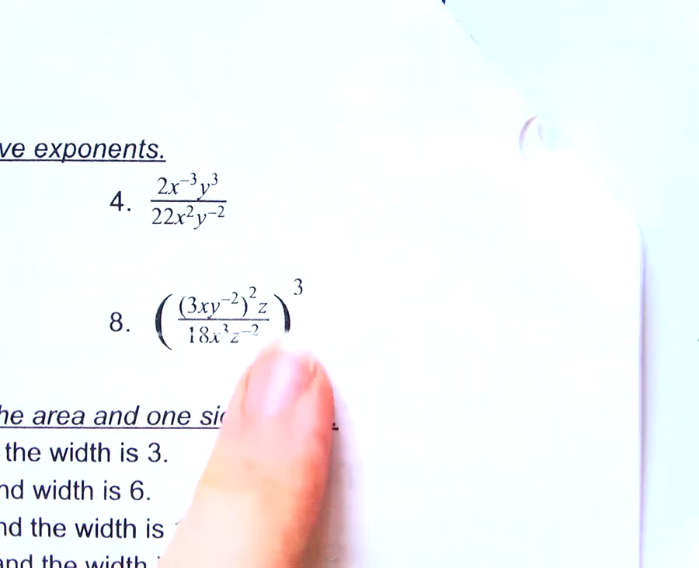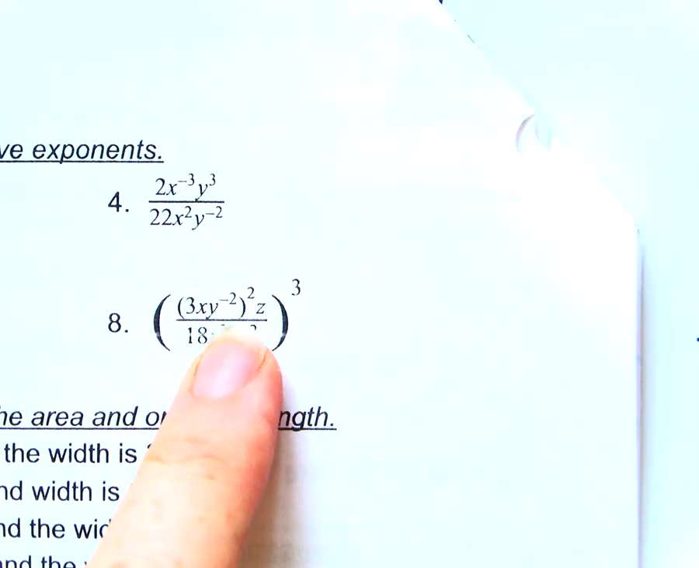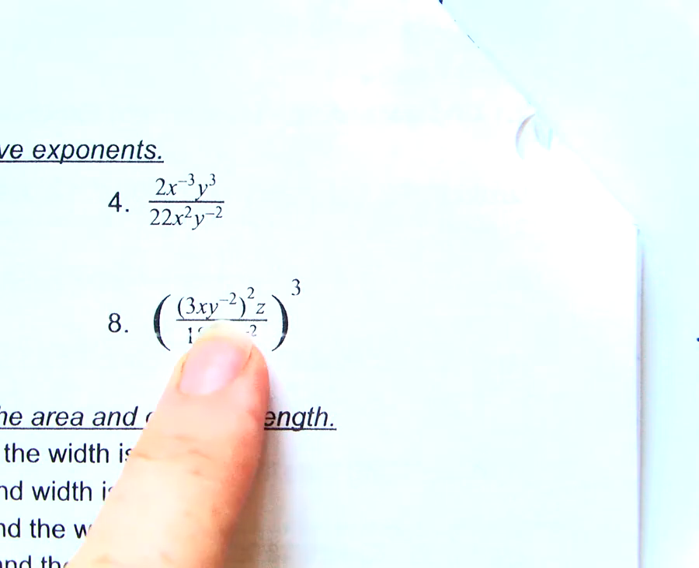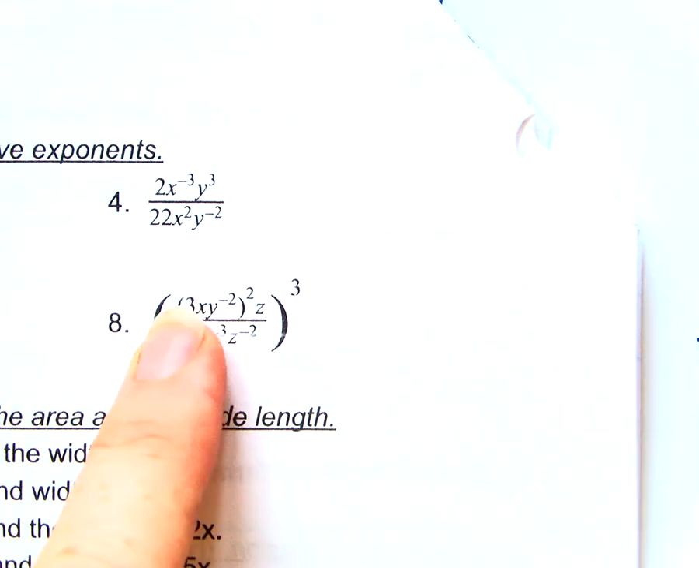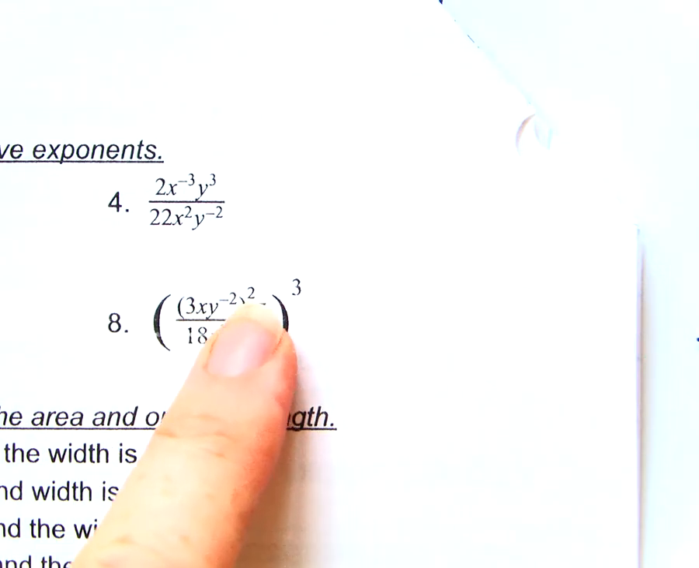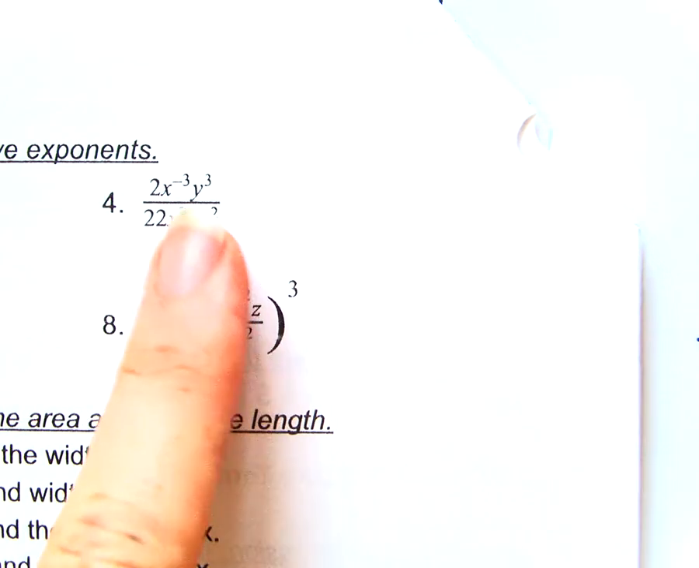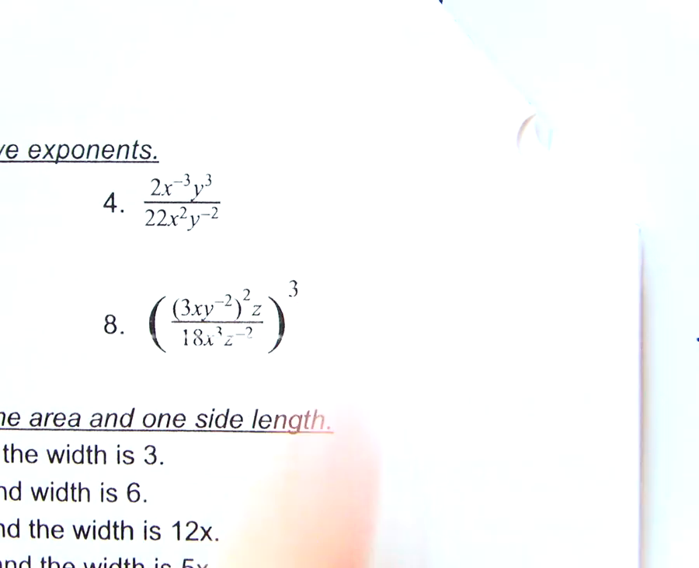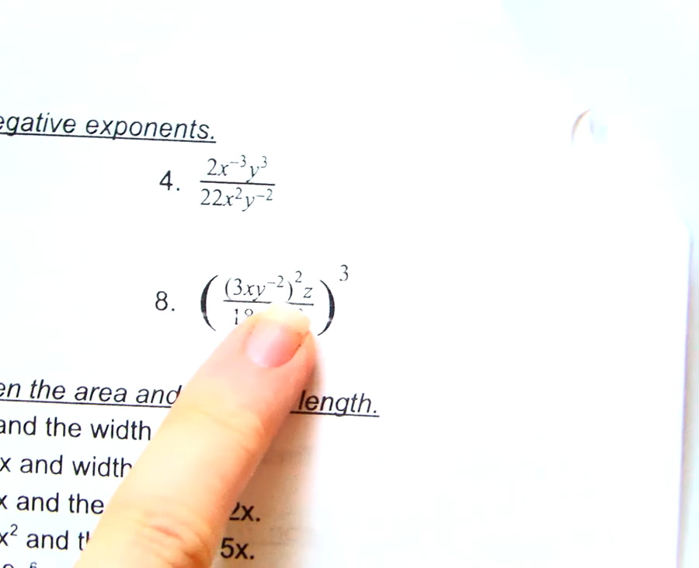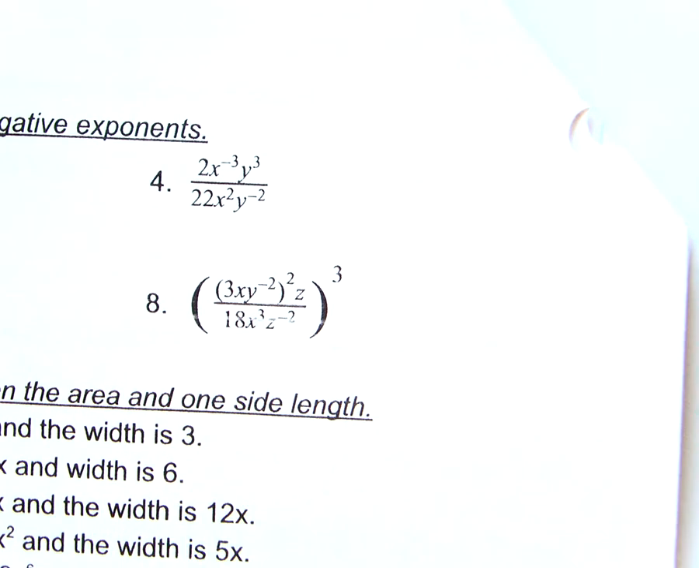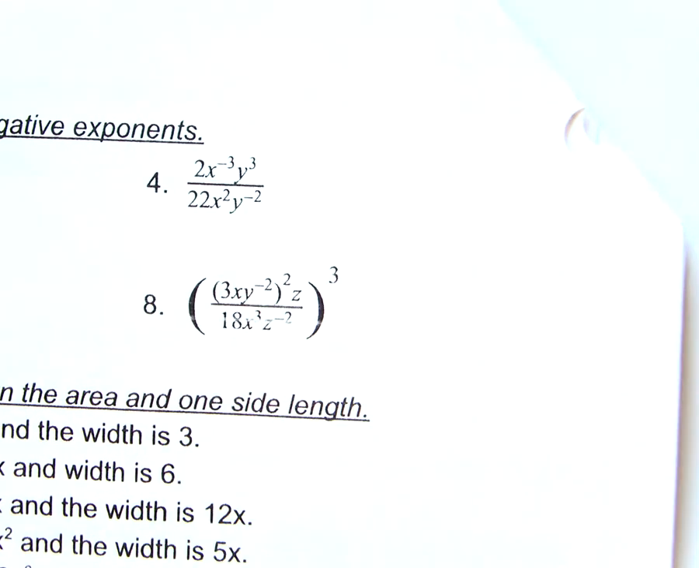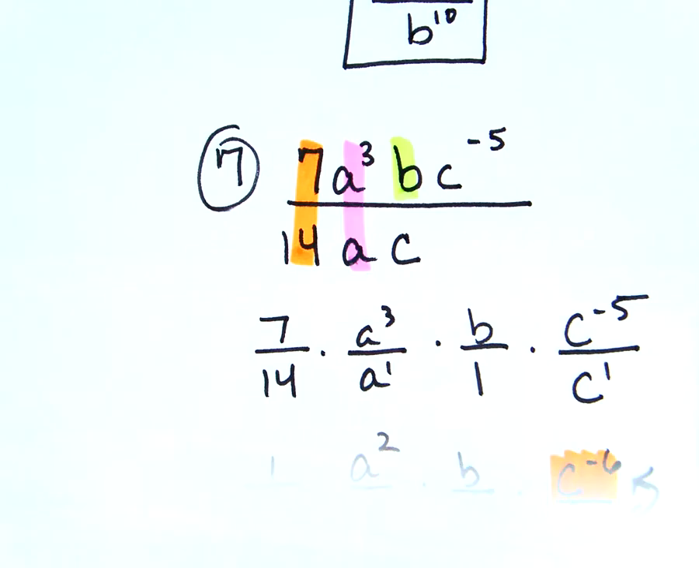And then 8's got a lot of crazy stuff happening here. So we have an exponent inside the numerator. So first I'm going to have to square the numerator, not z obviously, but the rest of it. Then divide, then cube at the end. Okay? So first apply this exponent, then multiply times z, then divide by 18x cubed z to the negative 2, then raise all that to the third power.